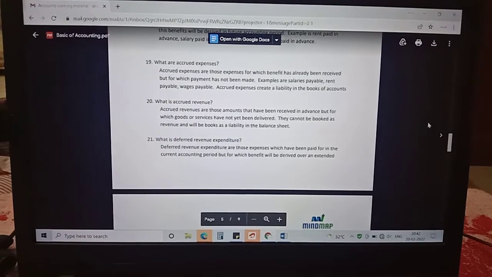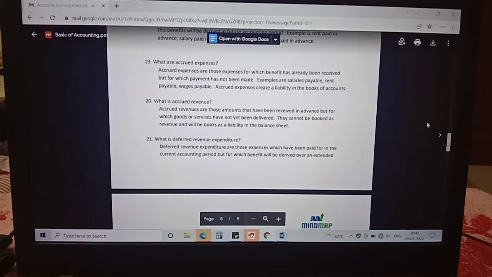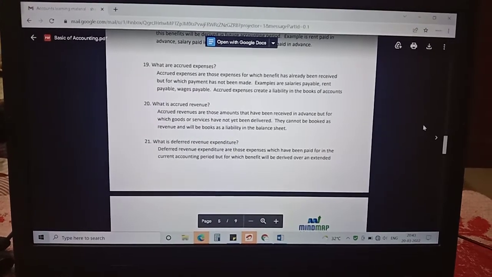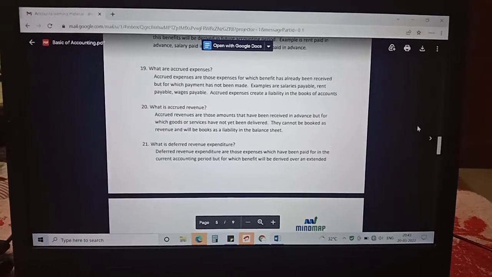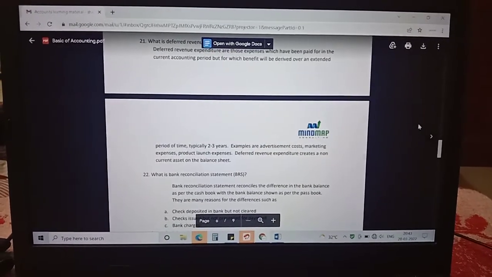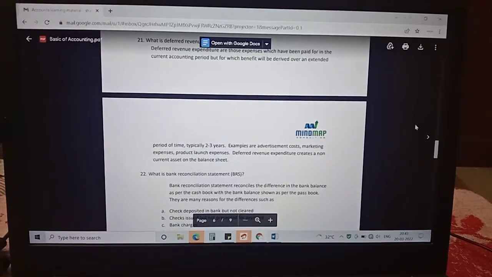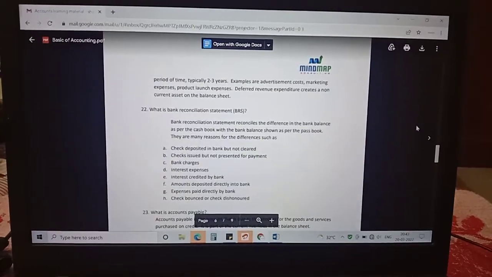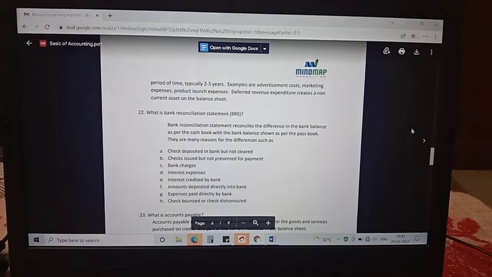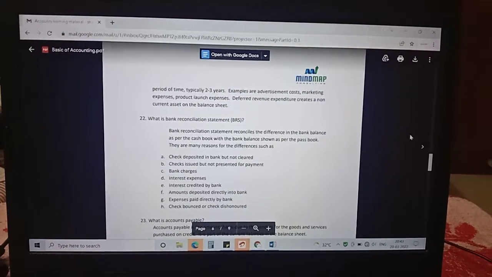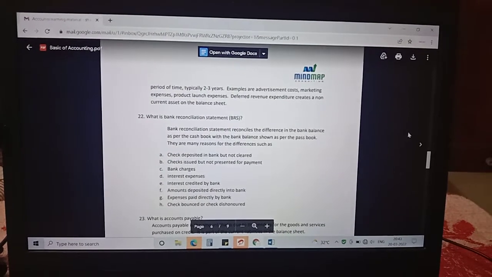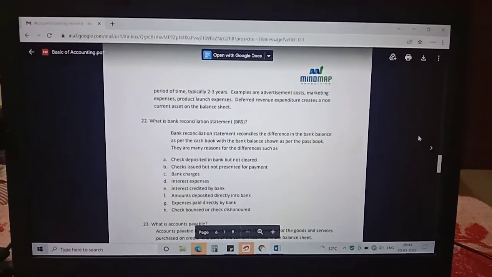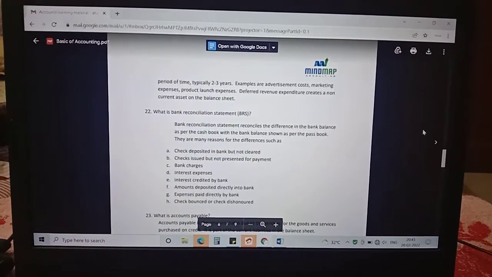What is deferred revenue expenditure? These are expenses which have been paid in the current accounting period, but for which the benefit will be derived over an extended period of time, typically 2 to 3 years. Examples of deferred revenue expenditure are advertisement cost, marketing expenses, and product launch expenses. Deferred revenue expenditure creates a non-current asset on the balance sheet.